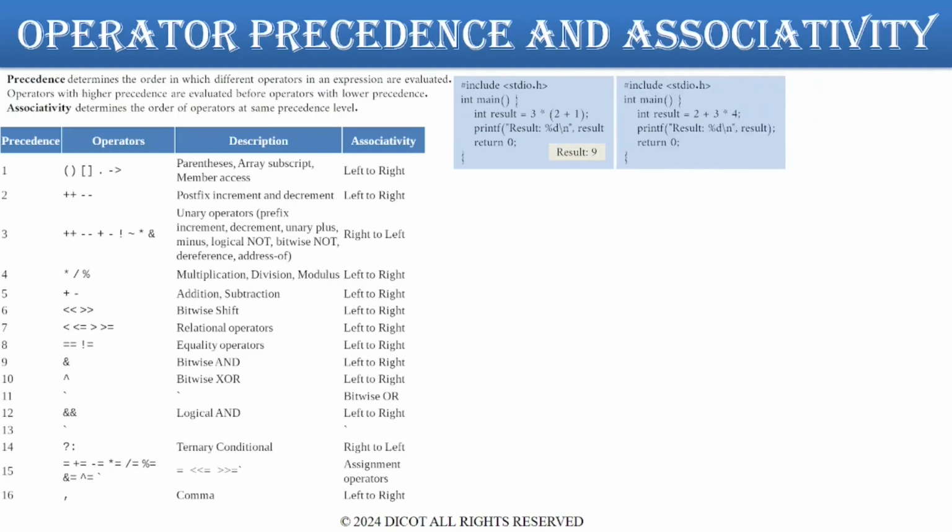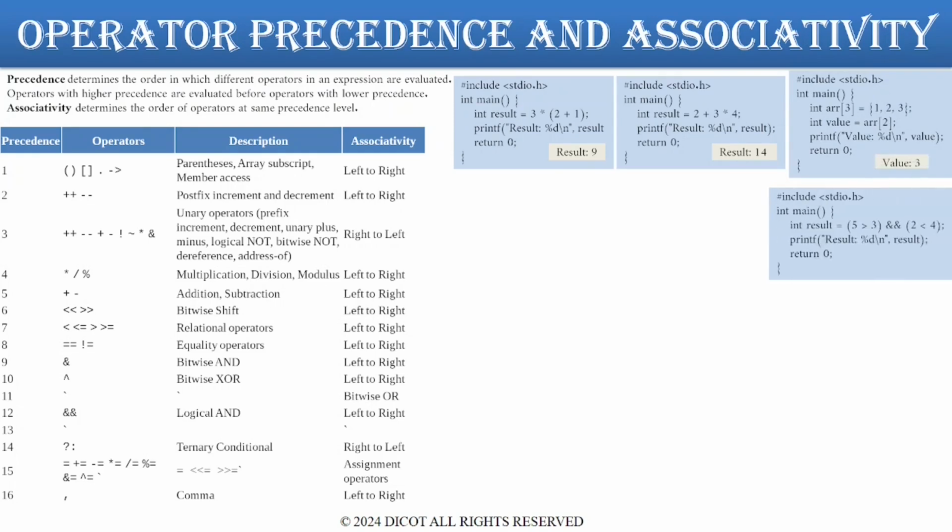multiplication. Star has higher precedence than addition, that is plus. So 3 star 4 is evaluated first, resulting in 12. Then 2 plus 12 is evaluated, giving 14. Array subscript has high precedence, so arr of 2 will access the third element of the array, which is 3. The output in this case is value 3.